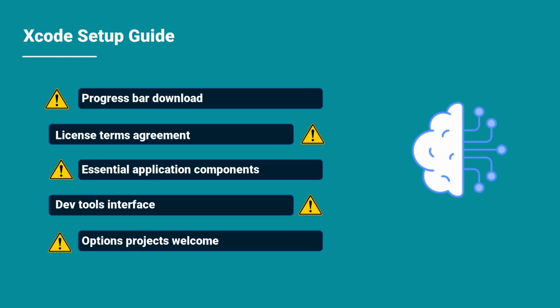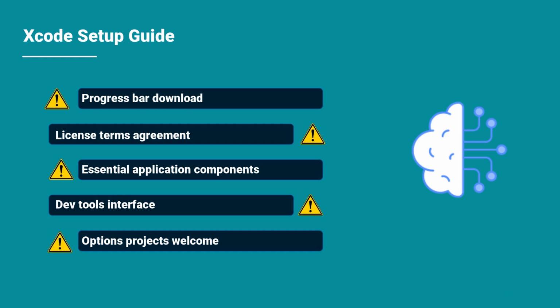Once the download is complete, the installation will start automatically, and you'll see a progress bar indicating how things are moving along. When it finishes, you can find Xcode in your Applications folder or easily access it using Spotlight. Just press Command plus space and type Xcode.